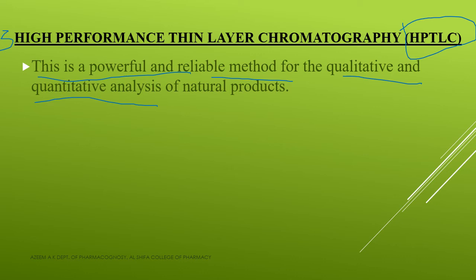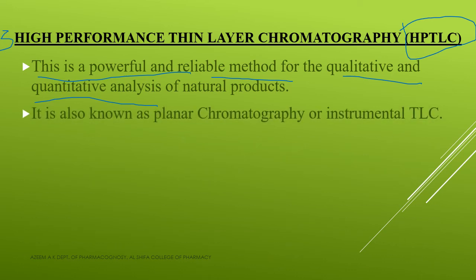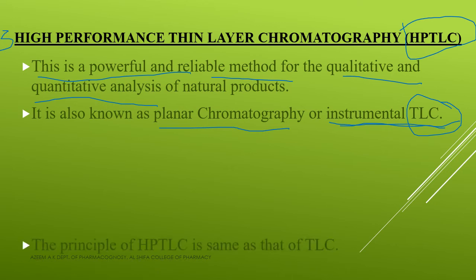Clear? So high performance thin layer chromatography is a powerful as well as a reliable method for the qualitative and quantitative analysis of natural product. Now second point is it is also known as planar chromatography or instrumental TLC. So it is an advanced version of thin layer chromatography. So we can say that this one is instrumental TLC or planar chromatography. Planar chromatography, that is also what it is called. Clear?